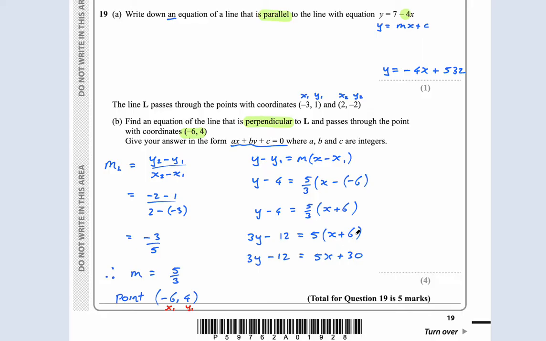And I'm nearly finished, guys. I am then going to just write this as 5x. So I'm going to leave the 5x on this side, guys. I'm going to subtract the 3y, minus 3y. I'm going to add the 12, plus 42 equals 0. So I've just rearranged this equation and I've got this, which is the correct answer.